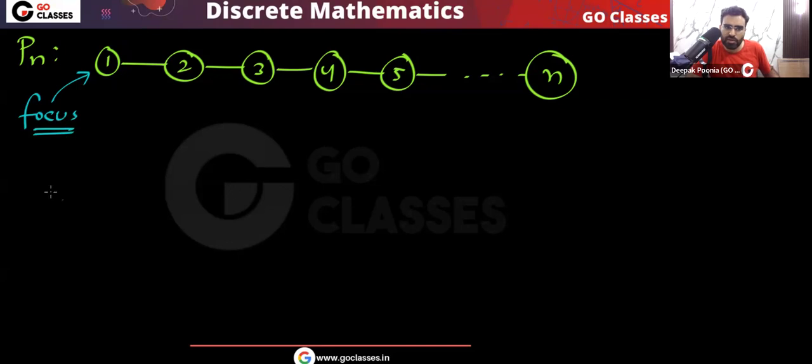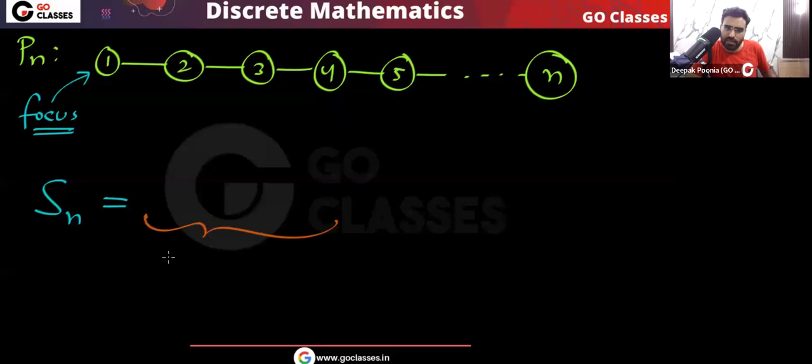Just focus here. Then you can see what is the total number of maximal independent sets in this path graph on n vertices. This is the path graph on n vertices. So the total number of maximal independent sets, that is Sn. Now notice, in the maximal independent set, either I will take this one or I will not take this one.